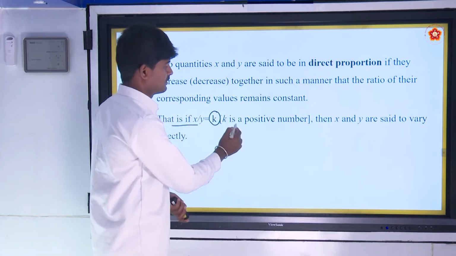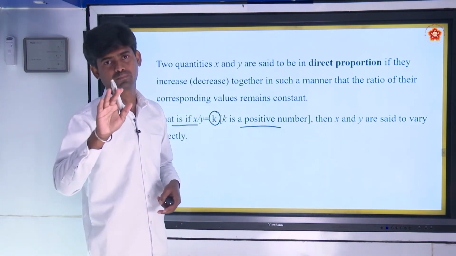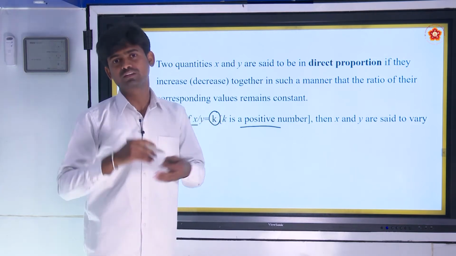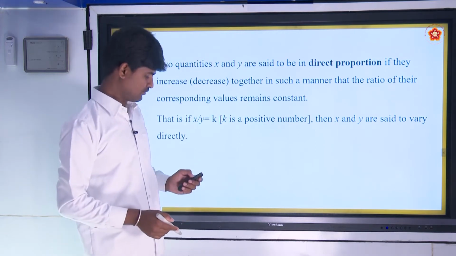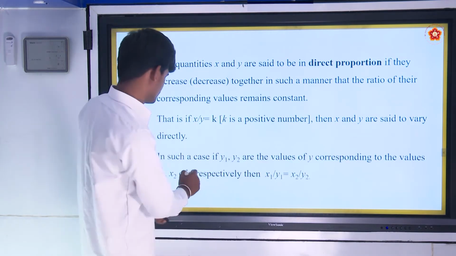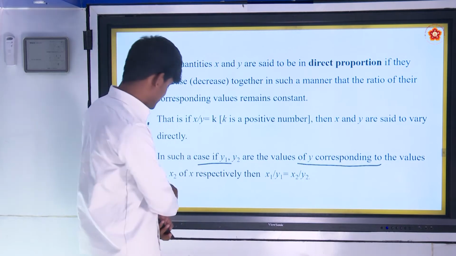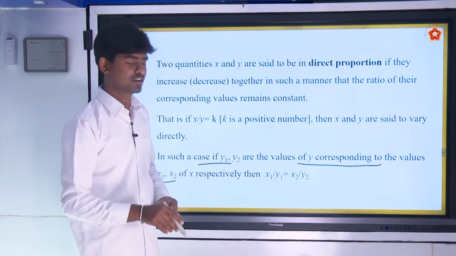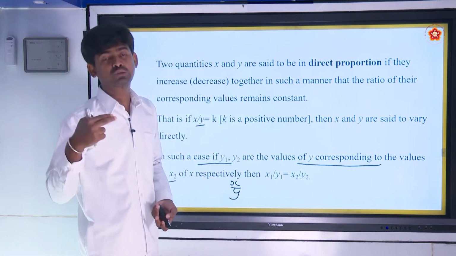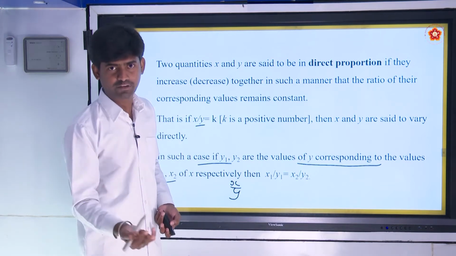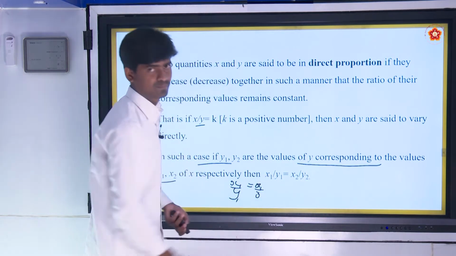Here k may be a positive number, and then x and y are said to vary directly. I already told you, if one quantity increases the other increases, and if it decreases the other also decreases. Suppose you take values x1 and x2 of x, and y1 and y2 of y, where y1 and y2 are the values corresponding to x1 and x2 respectively. What is the formula? Same, x by y. Now they gave two corresponding values for y and two corresponding values for x. So x1 by y1 is equal to x2 divided by y2. That is the formula.